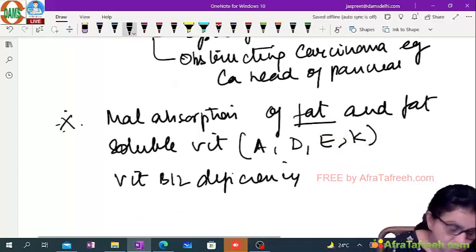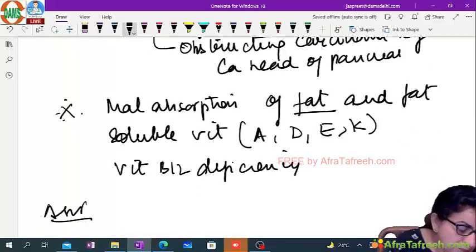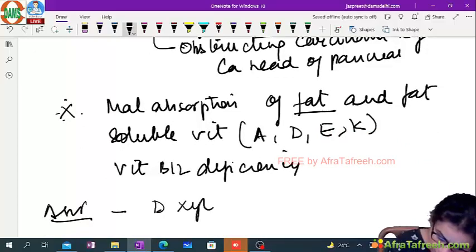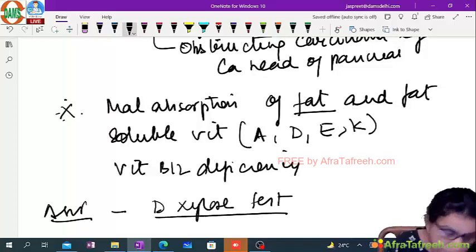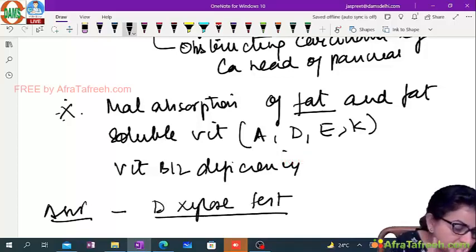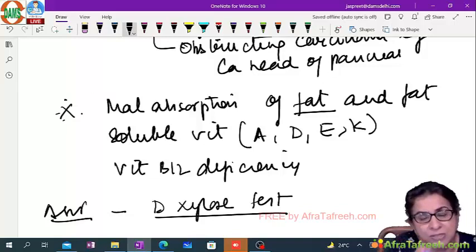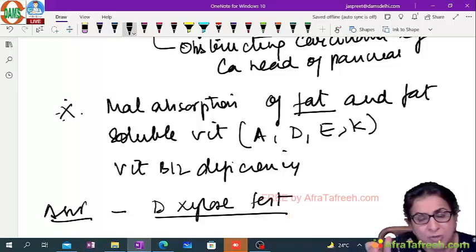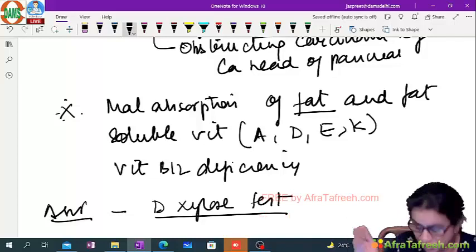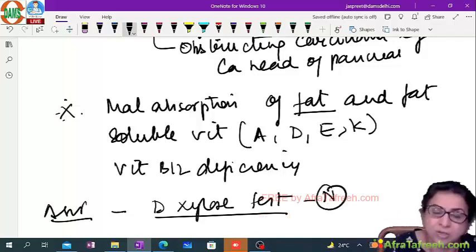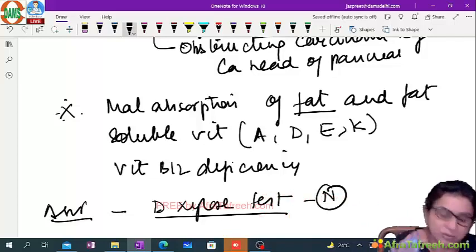Now diagnosis. Number one, you do a D-xylose test. If you look at the D-xylose test, results are normal because D-xylose is a passive substance. Since the small intestine is normal, it will get absorbed, its level will rise in the blood and it will be excreted in the urine. So the D-xylose test is normal. Whereas in diseases of the small intestine, D-xylose in the urine will reduce.